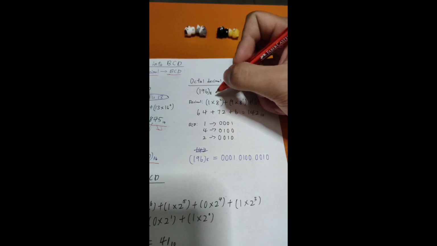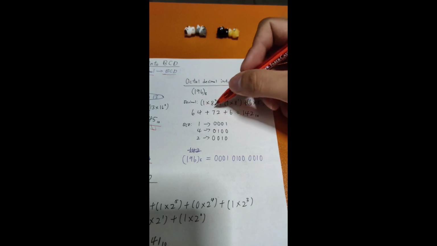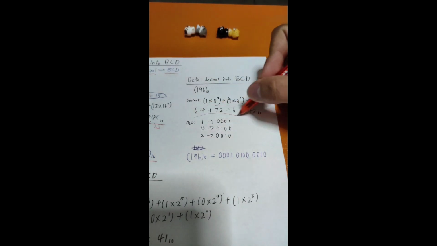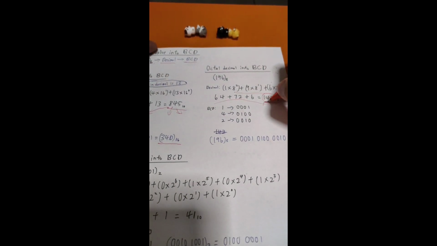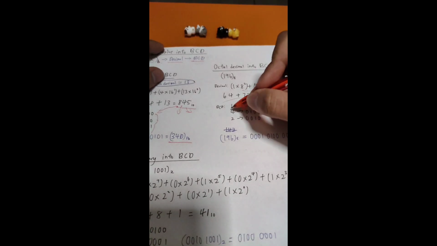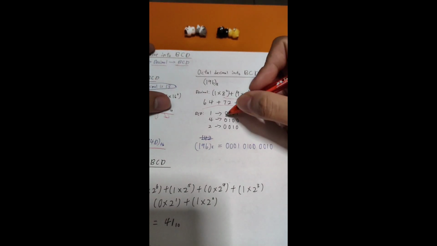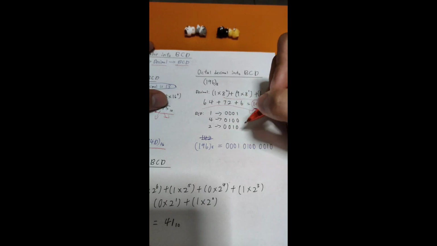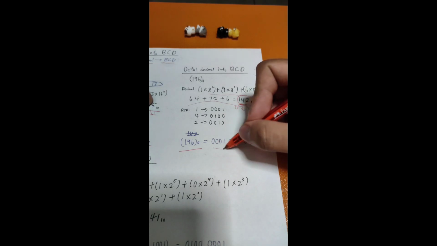So for octal, example of 196 base 8, we convert it into decimal. So here is the conversion. So we get 142 base 10 as our decimal. After that, same formula, we separate three of them and we get 1, 4, 2, and using the table you can get exactly the BCD value. So we get 0001, 0100, 0010. So for 196 base 8, you can get the BCD number.